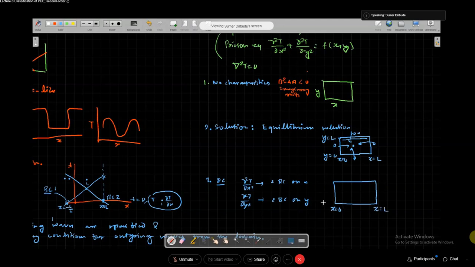At x equals L, one boundary condition. At y equals 0, one boundary condition. And at y equals L, one boundary condition. So simply writing, on x equals 0, BC1; x equals L, BC2; and y equals 0, this is BC3; and here will be BC4, this is y equals L. This is y equals 0. This is x equals 0. This is x equals L. So we need 4 boundary conditions on every surface, the boundary is given.